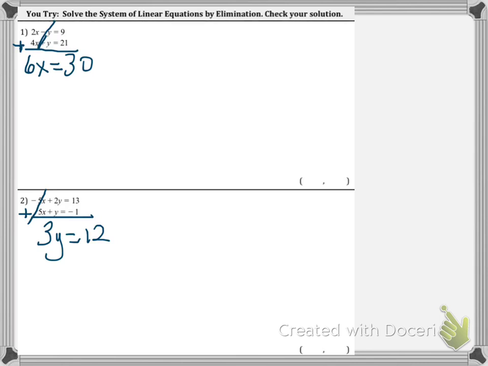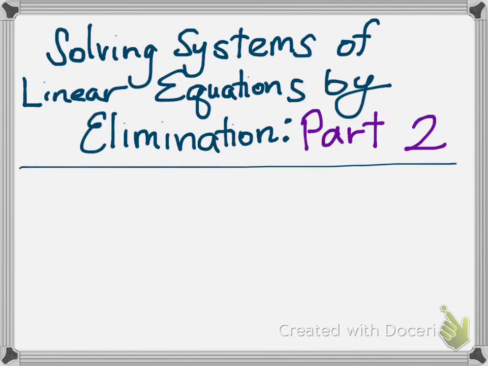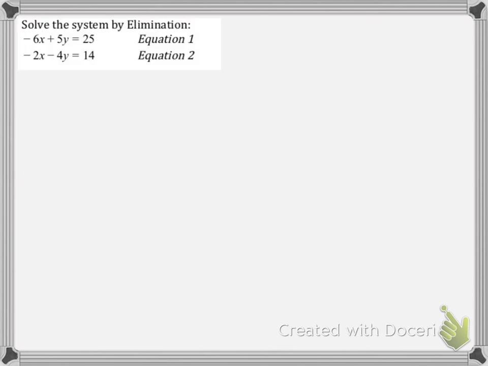Okay, so we're going to look at some other examples. Again, we still want to be able to see when we have the same terms with opposite coefficients. For example, the 5x and negative 5x, and the negative y and the positive y. The other examples we're going to see are when we don't see that immediately.